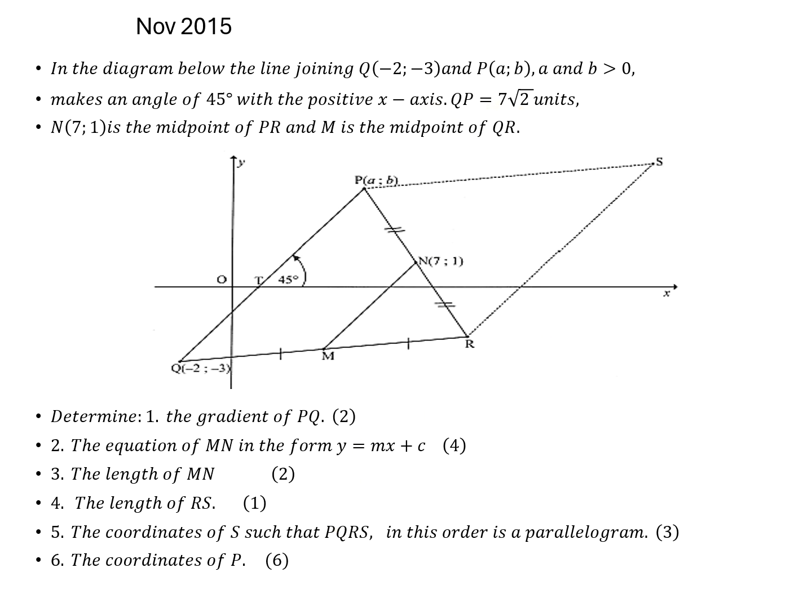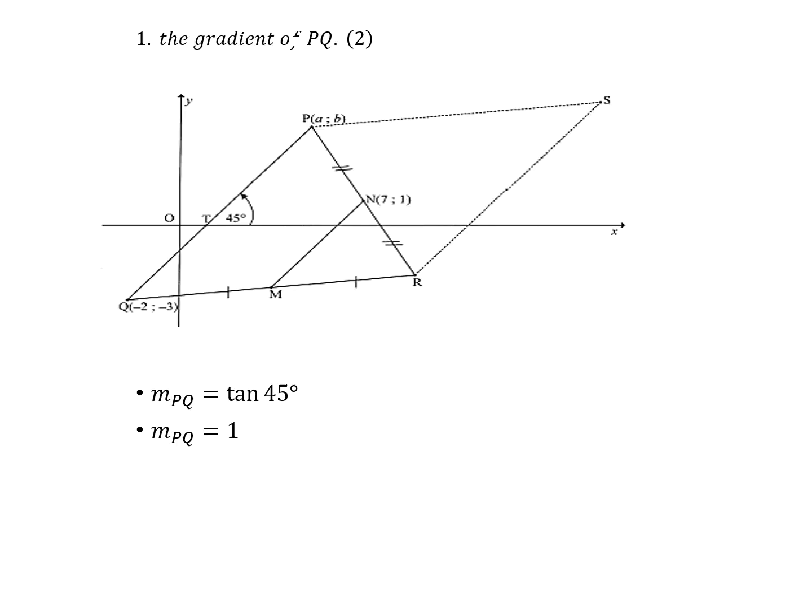Alright, so let's start. Gradient of PQ: the line PQ makes contact with the x-axis at 45 degrees. So my gradient of PQ must equal tan 45 degrees. Tan 45 equals 1, so my gradient of PQ equals 1. One mark there for tan 45, one mark for 1.